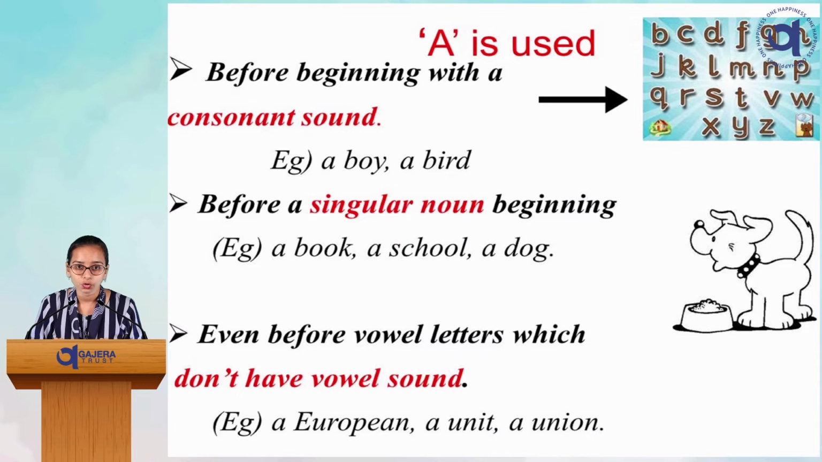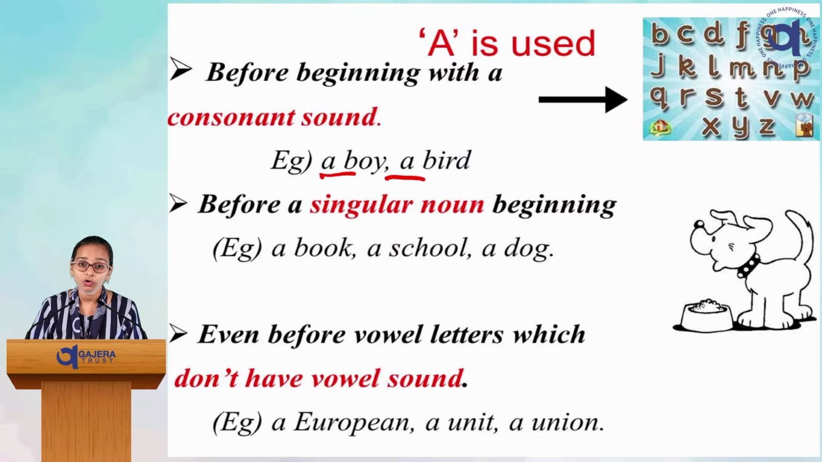A is used before words beginning with a consonant sound. As we have seen earlier, which are the consonants? B, C, D, F, G, H, J, K, L, M, N, P, Q, R, S, T, V, W, X, Y, Z. These are consonants. So before a consonant sound we have to use A: a boy, a bird.